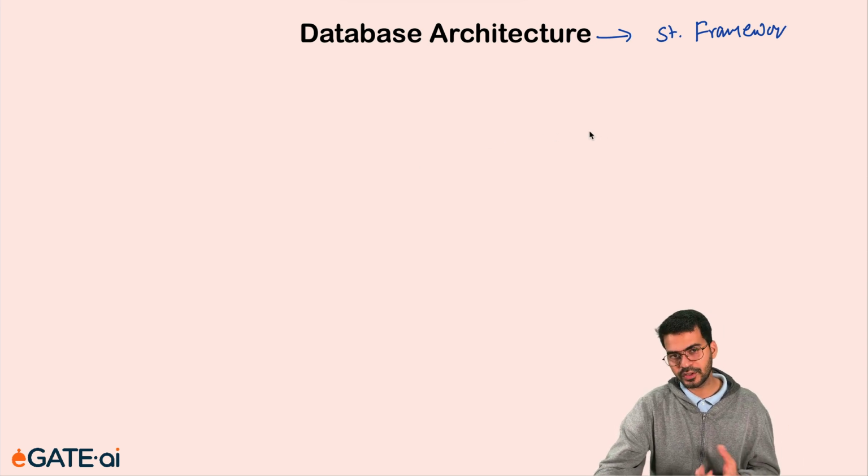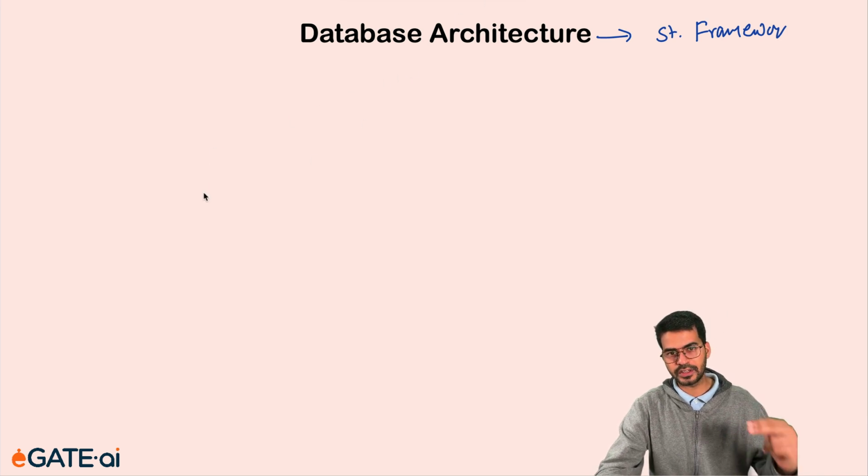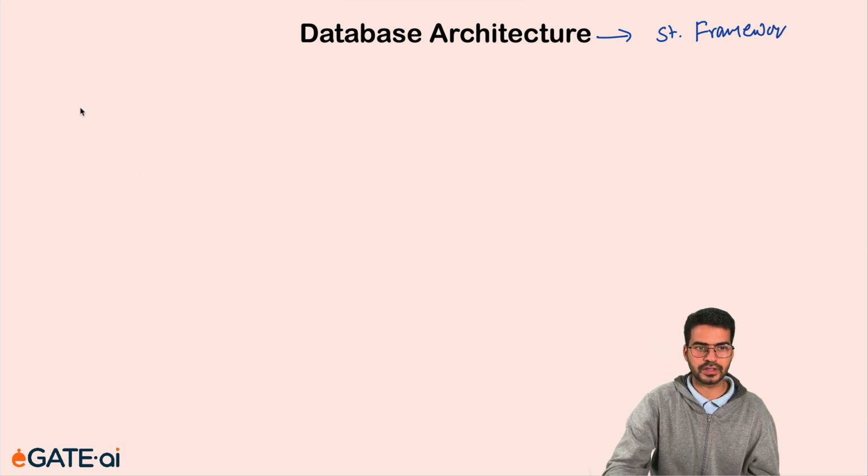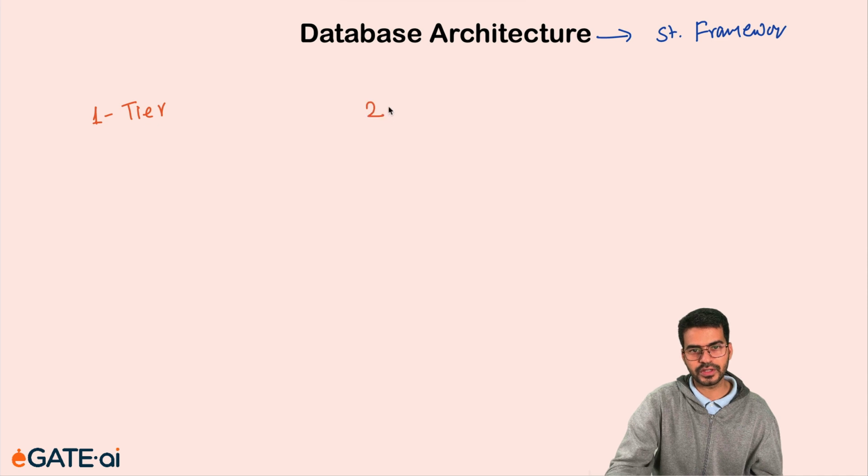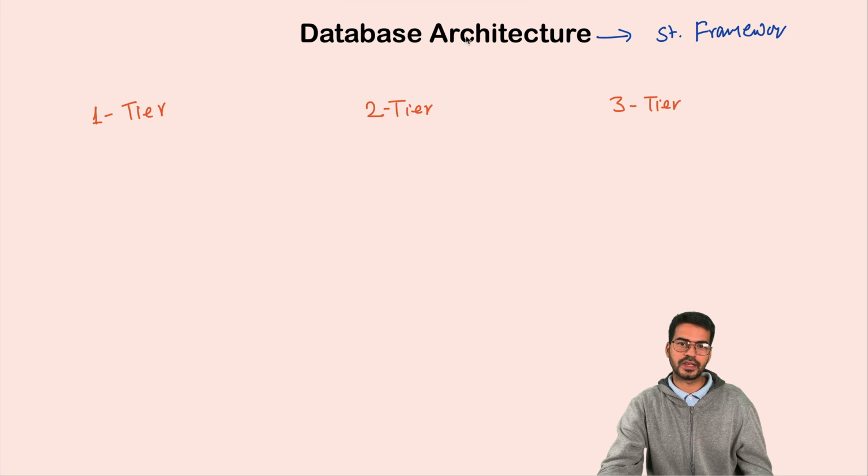There are three very common architectures which we are going to study here, and those are based on how many tiers are involved. So basically the first one is 1 tier, the second one is 2 tier, and the third one is 3 tier. Now what is 1 tier architecture?